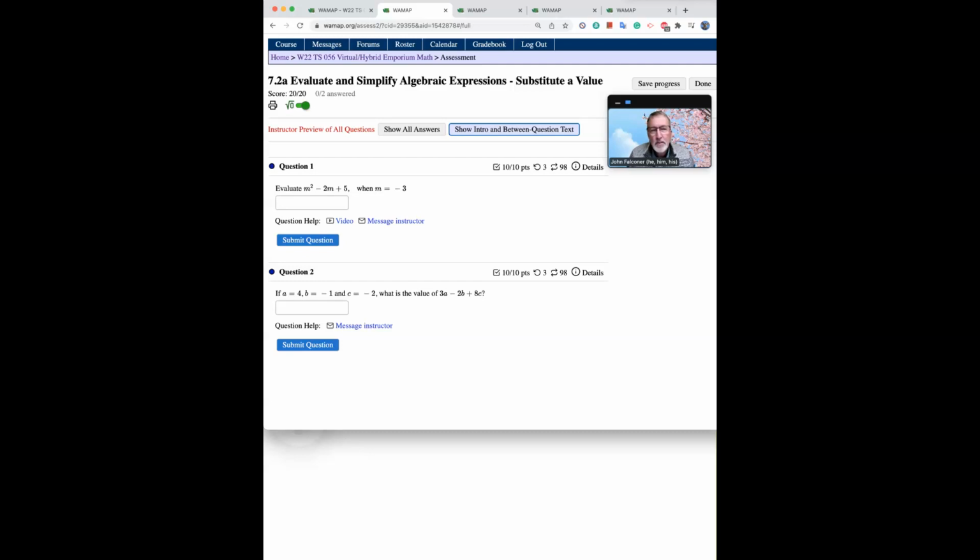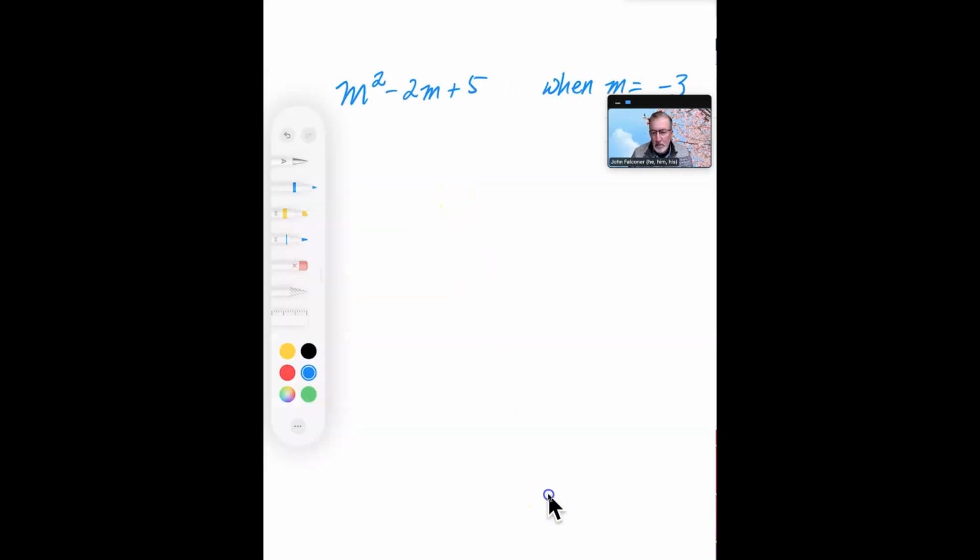This is called Evaluate and Simplify Algebraic Expressions. This is basically a substitution drill where we're going to expand our abstract thinking and substitute a number in for a variable, right? So here we're supposed to evaluate this expression, m squared minus 2m plus 5, where m is equal to -3. So we substitute this value, whatever it is, -3, into wherever we see an m. Okay, so let's take a look at how that works on the tablet.